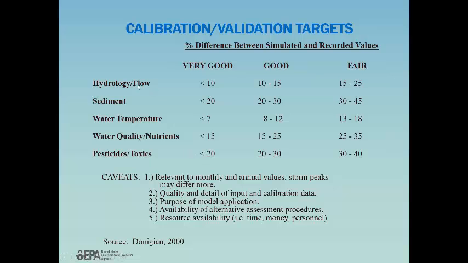But basically for flow, you can see the values are here in terms of percent differences between simulated and recorded values, from less than 10 for very good to 15 to 25 for a fair calibration for hydrology. Sediment is one of the more difficult constituents. We would consider 30 to 45% to be fair for sediment, whereas much lower for hydrology and flow, and even lower for water temperature. We can often do relatively well in terms of matching diurnal variations and seasonal variations in water temperature. Nutrients, water quality, and pesticides are somewhere in between that. But these are the ranges we recommend in terms of guiding you on what might be fair, good, or very good calibration or model results.